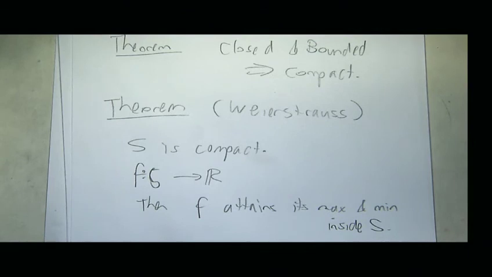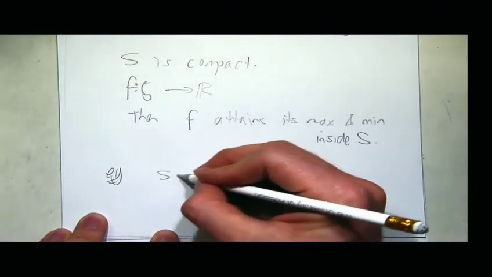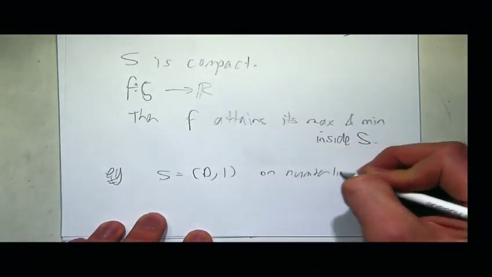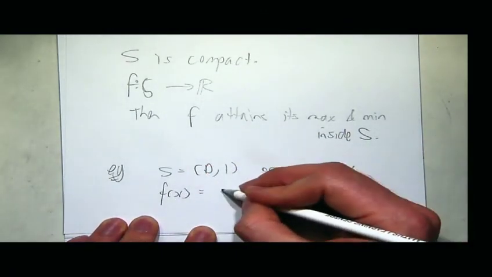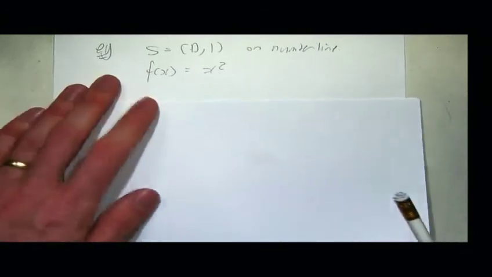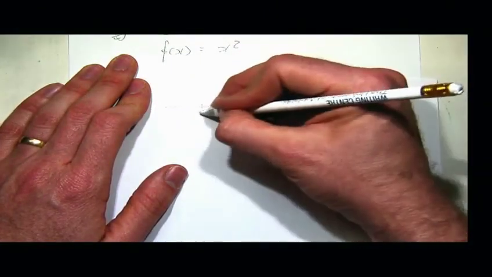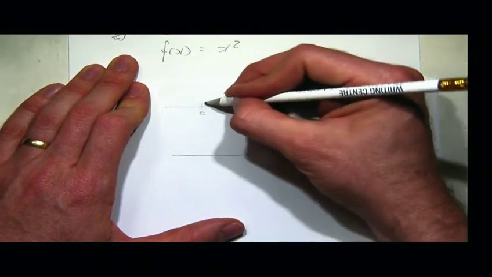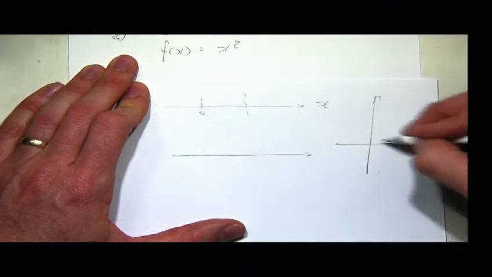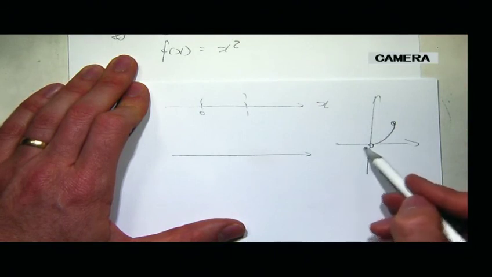Okay, so if I just had an example: S is the interval from 0 to 1 on the number line, and f of x is x squared, or any old function at all. I'll draw it as a graph this time instead of my normal thing. So I'm not using 0 or 1. It looks like that, right? But because I'm not using 0, I can't actually get to 0. The minimum is 0, but 0 is not in my set.